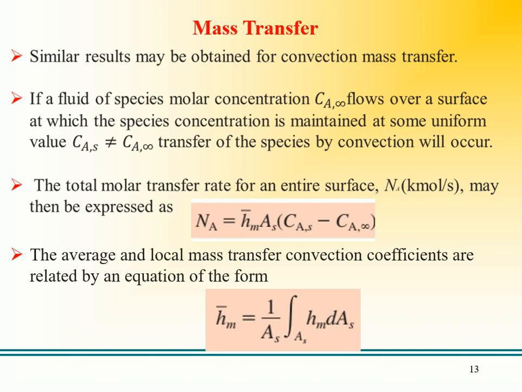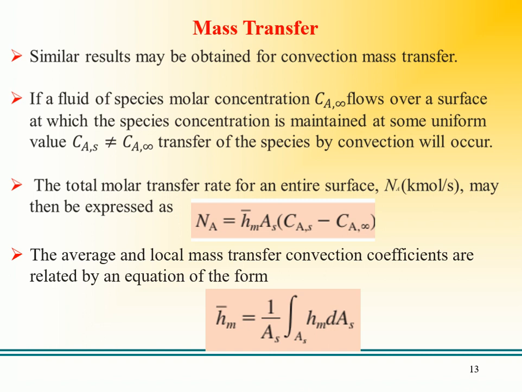Similar results may be obtained for convection mass transfer, as we have obtained for the convection heat transfer. If a fluid of species A with concentration CA infinity, the free stream concentration, flows over a surface at which the species concentration is maintained at some uniform value, where the species concentration at the surface, of course, is not equal to species concentration in the free stream, transfer of species by convection will occur. So when there is a difference of concentration at the surface and in the free stream, the species will transfer by convection. The total molar transfer rate for an entire surface, that is NA kilomole per second, may be written as NA is equal to h bar M A S times CAS minus CA infinity.